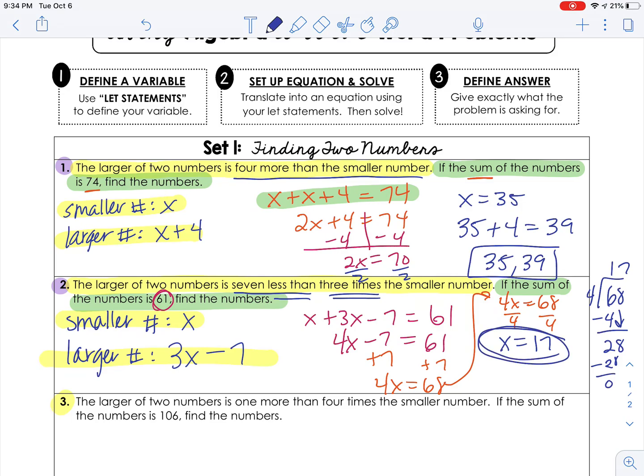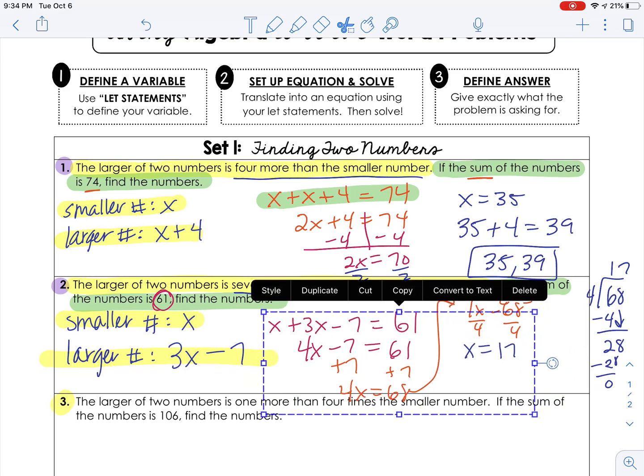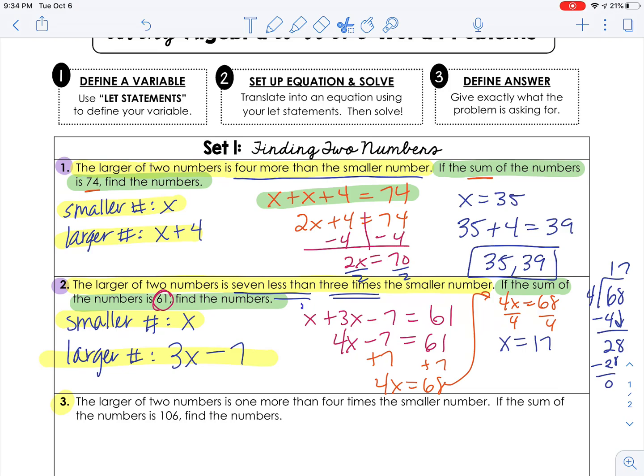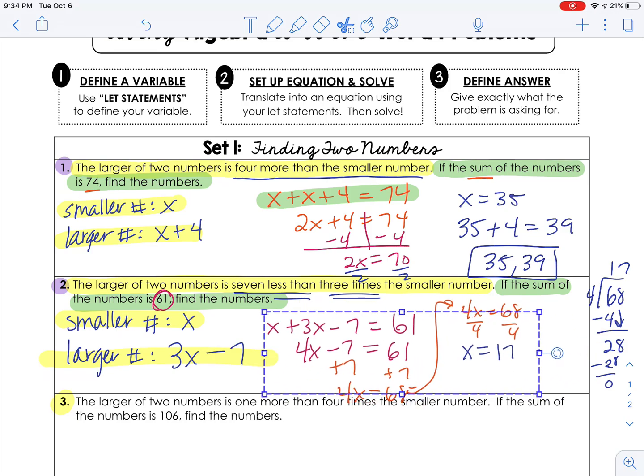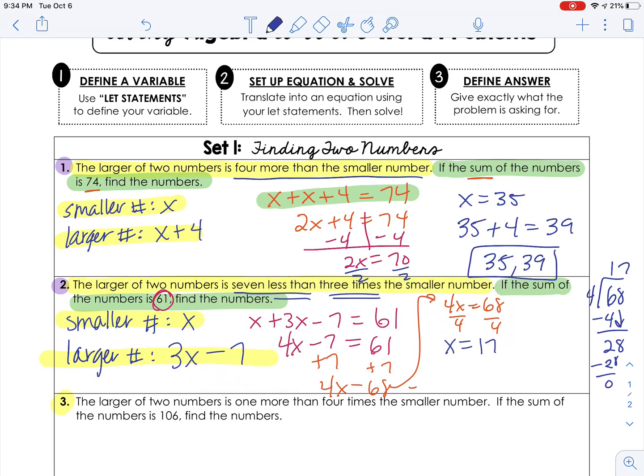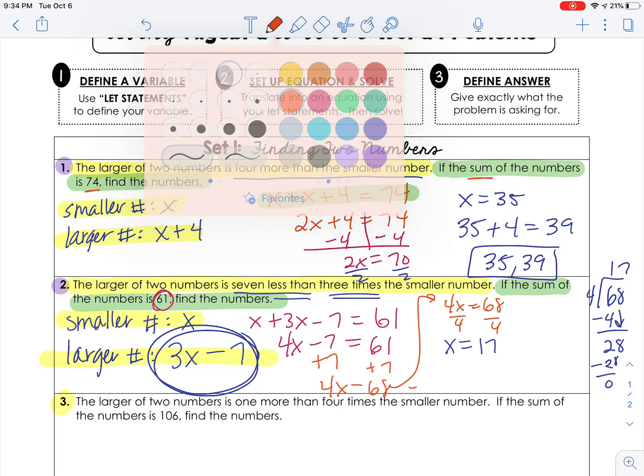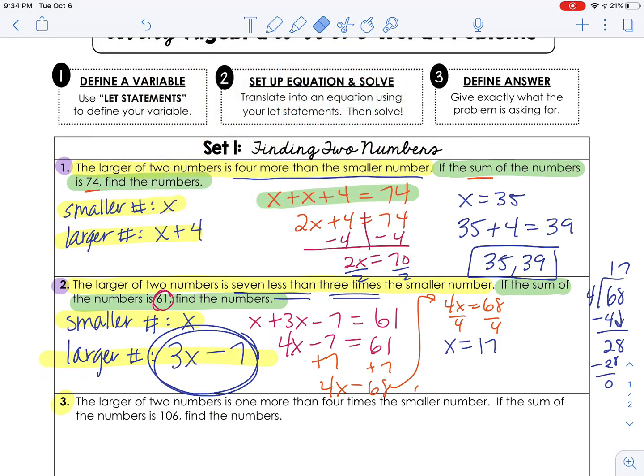Okay, so again, we need to pause for a moment and think about what we have found. X is 17 is what? X is the smaller number. So I know that the smaller number is 17. How do I find the bigger number? I find the bigger number by taking what I got as the smaller number and plugging it in to what I need to use to find the bigger number. So I'm going to take x equals 17 and plug it into 3x minus 7.